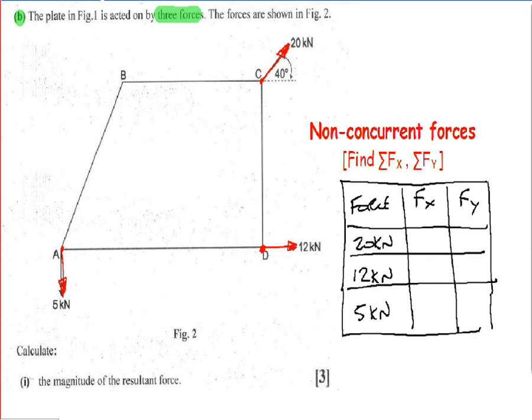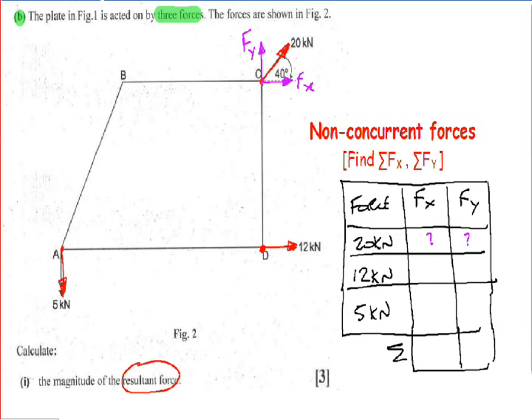Now don't forget, with this force up here, the 20 kilonewton force, we'd resolve that into its x component and its y component. That would be the Fx for the 20 kilonewton force, and this would be the Fy for the 20 kilonewton force. We'd work out the values here using our trig functions, the sine and the cosine functions. Eventually we would add up the forces, summate them, and find from that the resultant force. That's what the question wants you to find. It wants to find the resultant force here.